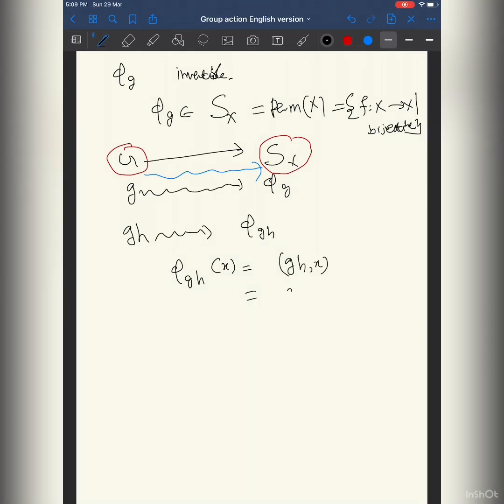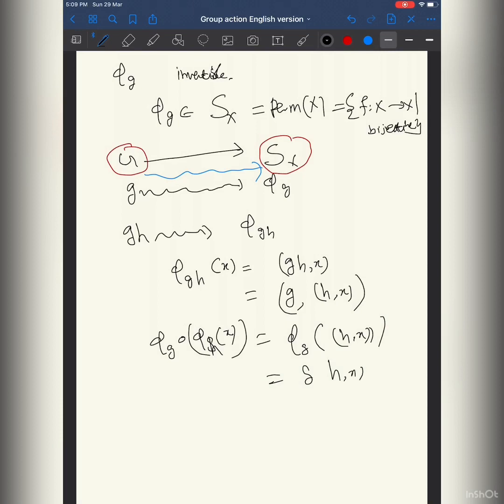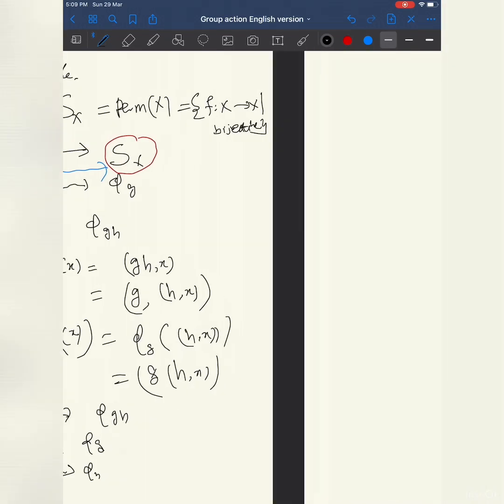But remember the second condition, that says this is true. That is nothing but phi G composite phi H X. That is nothing but phi G of H comma X, that is G H X. Both are the same, right? So GH goes to phi GH, G goes to phi G, H goes to phi H. This satisfies the homomorphism condition. So we are in a good position.